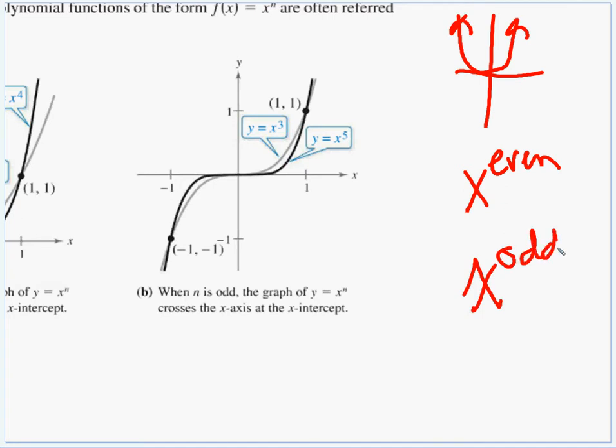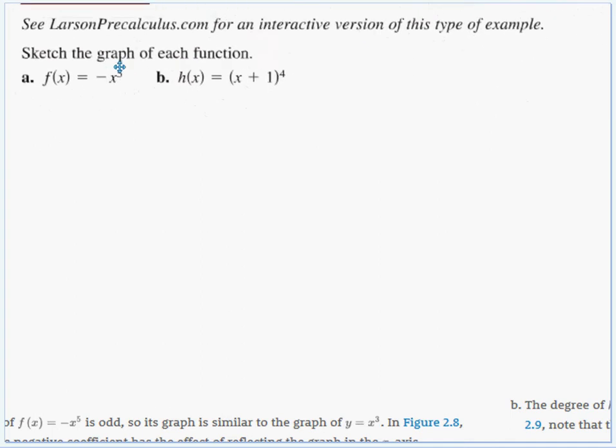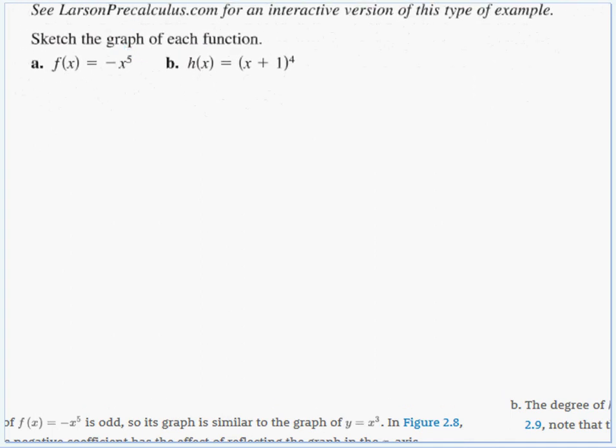X to an odd exponent will be going up in the first quadrant and down in the third. So here we get to our first example, sketching transformations of monomial functions. It says sketch the graph of each. So here we've got negative x.